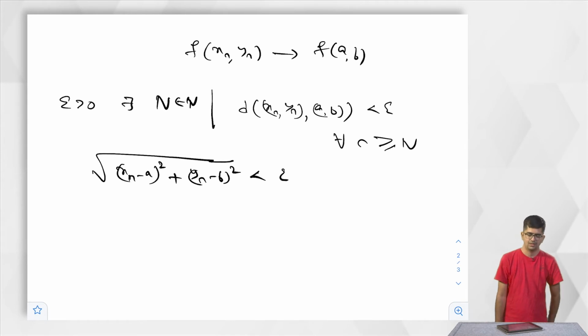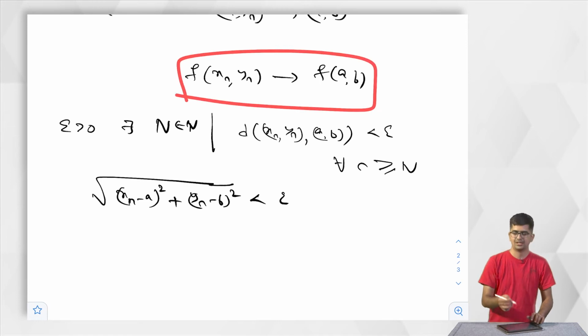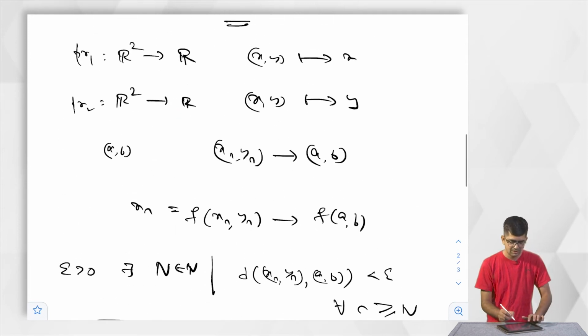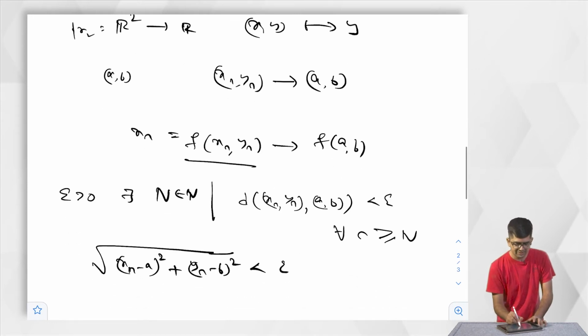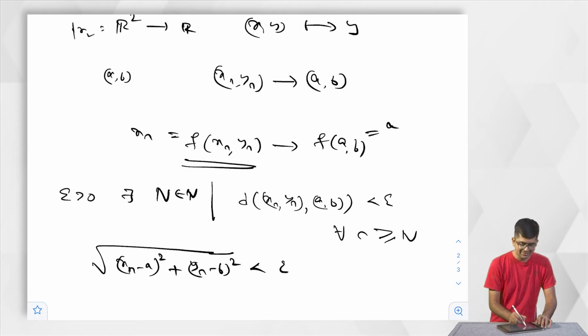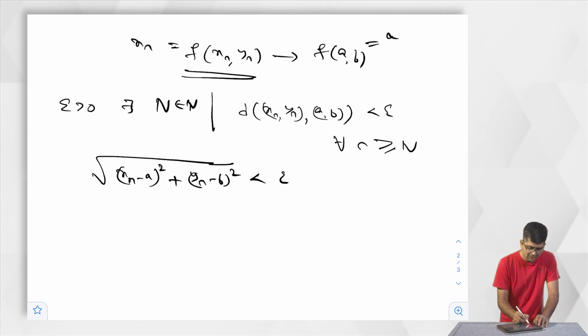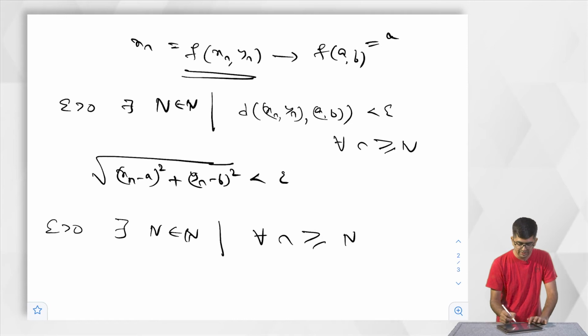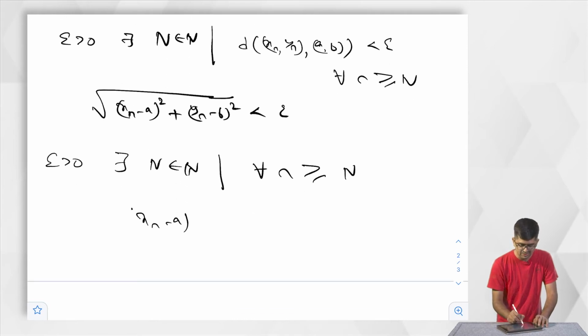This root is still here. Now we are trying to see whether this corresponds to convergence or not. By the way, what is f(xn, yn)? This is simply xn, right? F was the first projection. So f(xn, yn) is just xn. What about f(a, b)? This is simply a. Now we are trying to see whether xn converges to a or not. For that, what we need is the following. Given epsilon positive, we should find an N such that for every n greater than or equal to N, we should have modulus of xn minus a less than epsilon.